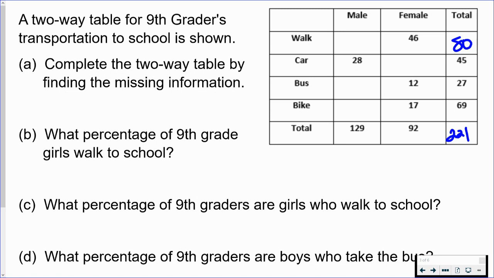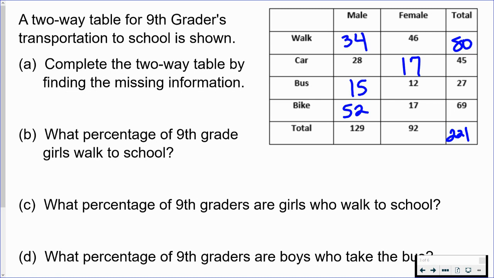Now let's start taking a look from left to right. If there's a total of 80 that wanted to walk and 46 were female, we can take that away from 80 and get the number of males who wanted to walk, which was 34. Okay. Cars, the total is 45. 28 were males, so let's subtract 28 from 45 to get the females. That would be 17. Bus was 27. 12 were female. If we subtract that away, that's 15 for the males. Bikes, that was 69. If we take 17 away, that leaves 52 for the males.